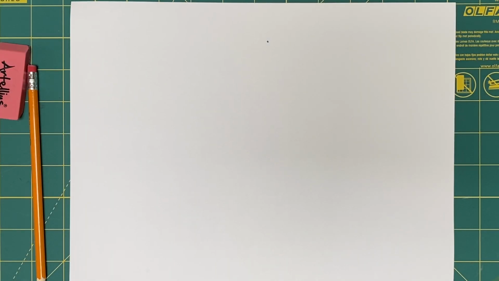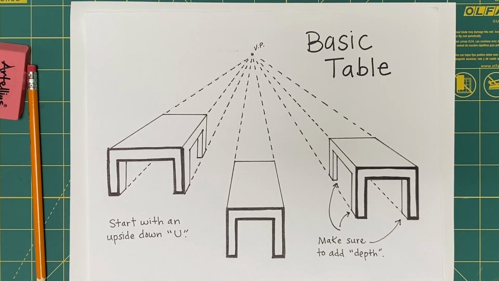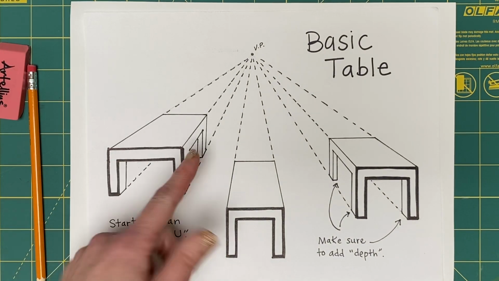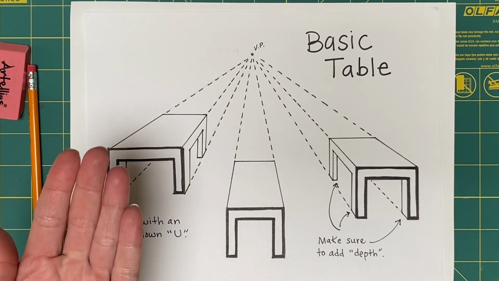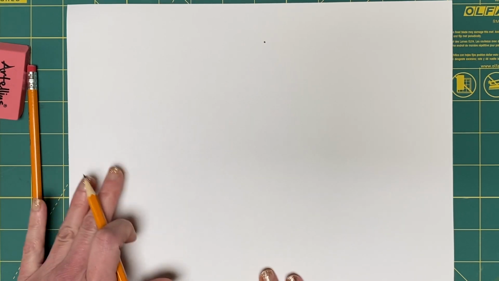Now, if we take a look at this basic table, what you can see is the shape of the front of it, the face that we see closest to us, is basically an upside down U. Okay, a hard-edged U. There's no curves or anything involved, but it's essentially a U. So when you're drawing it, always think about the shape that you see that's closest to you. So I'll start on this side today.